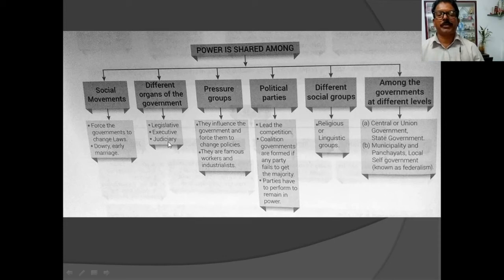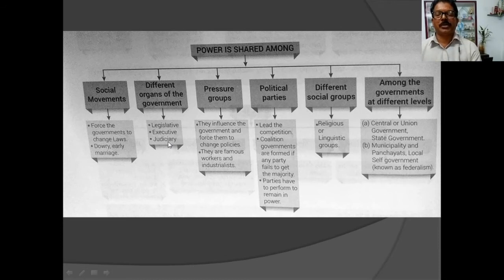So power is shared between three organs of the government, and we have already studied that it is called horizontal power sharing. When the power is shared between various organs of the government, it is called horizontal power sharing. Here each one keeps a check on each other. No one exercises unlimited power, and it is based on a system of checks and balances.